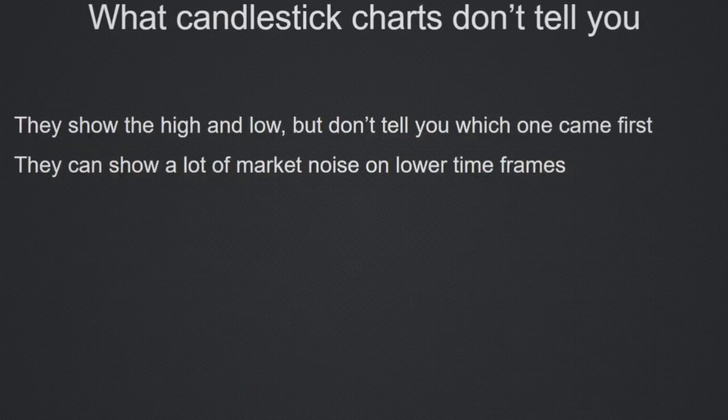So what are the limitations of candlestick charts? They do show you the high and low, but they don't tell you which one came first. So if you want to find that out, you need to zoom into a lower time frame and check how the events in price action unfolded. In addition, candlestick charts may contain a lot of market noise, especially on lower time frames. But of course, lower time frames are much less reliable than higher time frames when it comes to most types of analysis anyway.